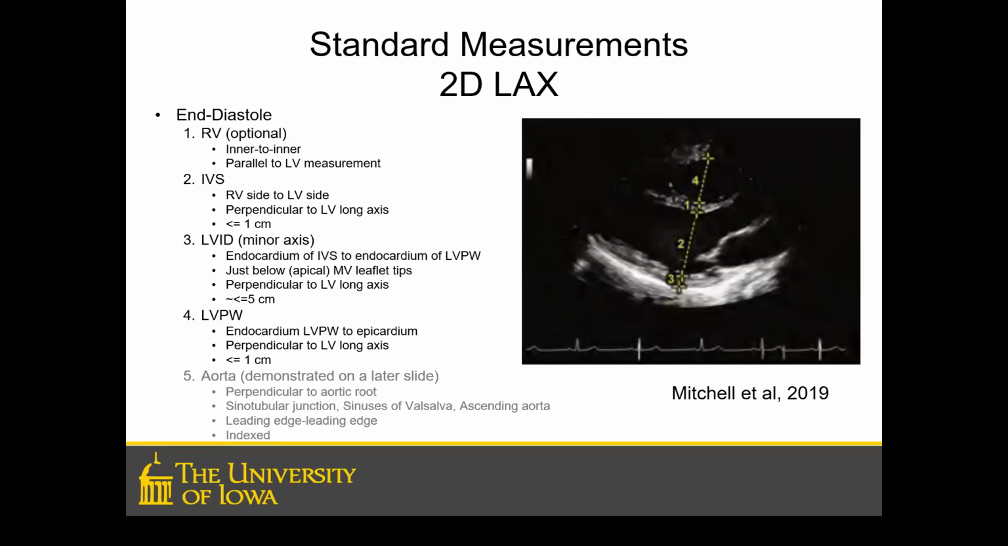Then the interventricular septum, perpendicular to the long axis of the LV, diastolic minor axis. This measurement is done just apical to the mitral valve leaflet tips. And once again, perpendicular to the LV, and then the posterior wall. We'll also do the aorta on this, but I'm going to show you that on a different slide that's zoomed up on it. This is an end diastolic measurement on the QRS.